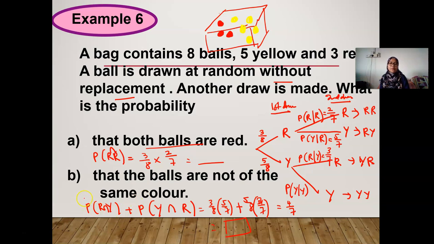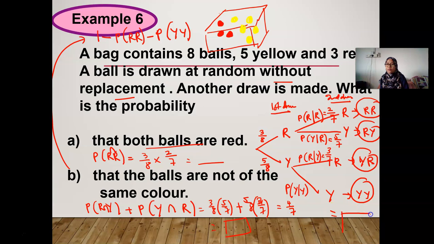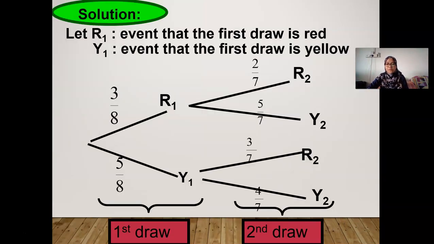Or another method for B, what you can do is 1 minus probability of red and red minus probability of yellow and yellow. You can also do like that. You can check this. Try to find the probability of getting this and this and this and this. You add up, you should get 1. This one, you can check it here.